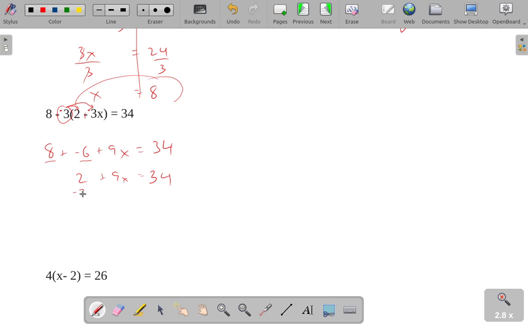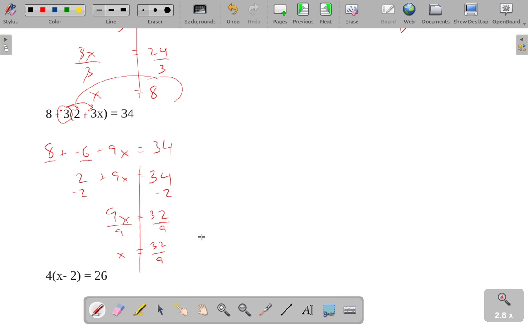I'll start by subtracting 2 from both sides because the x is multiplied by the 9, then I add the 2, so I'll undo the 2 first. I get 9x equals 32. Divide both sides by 9. This one's not going to come out nicely, but it's not such a big deal.